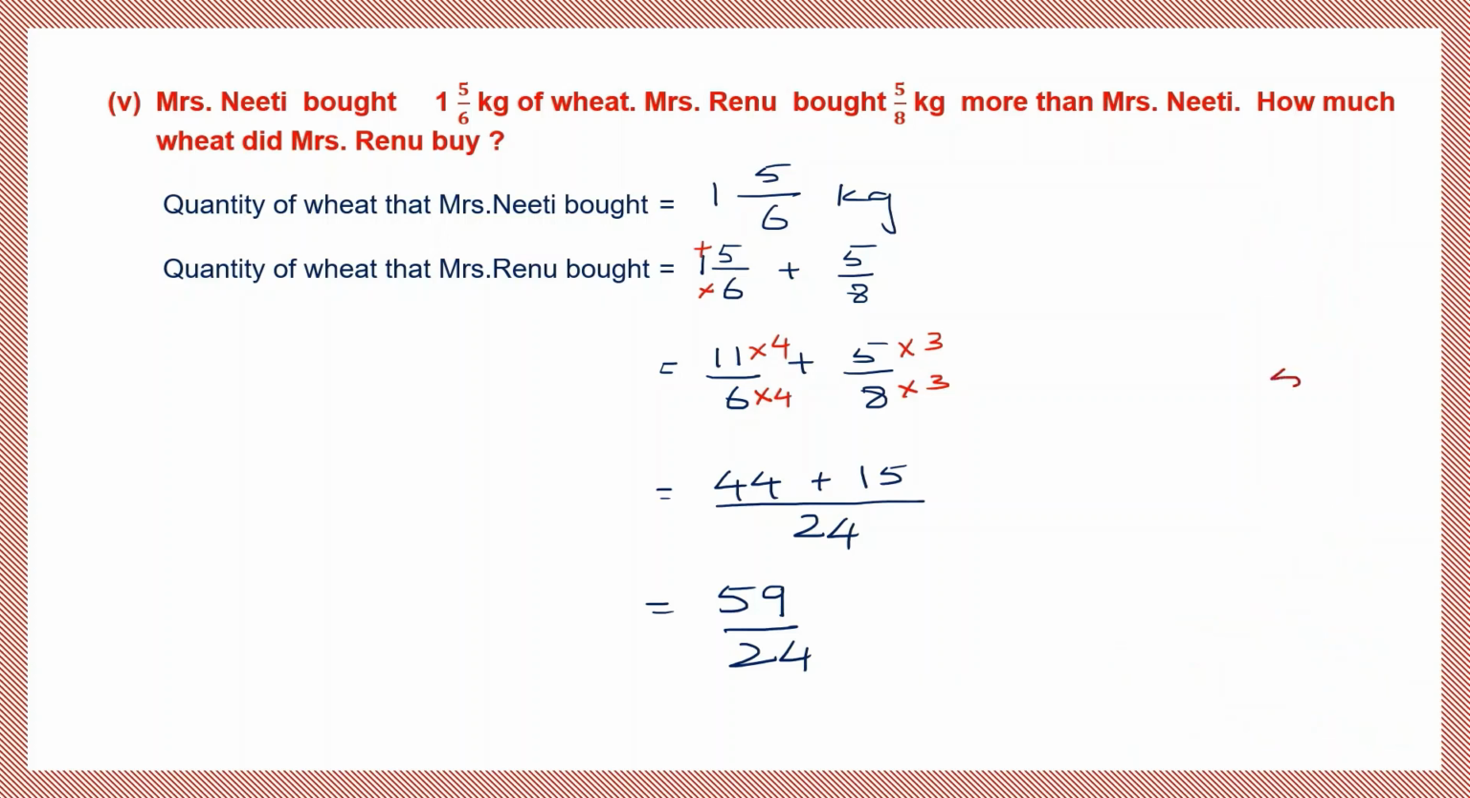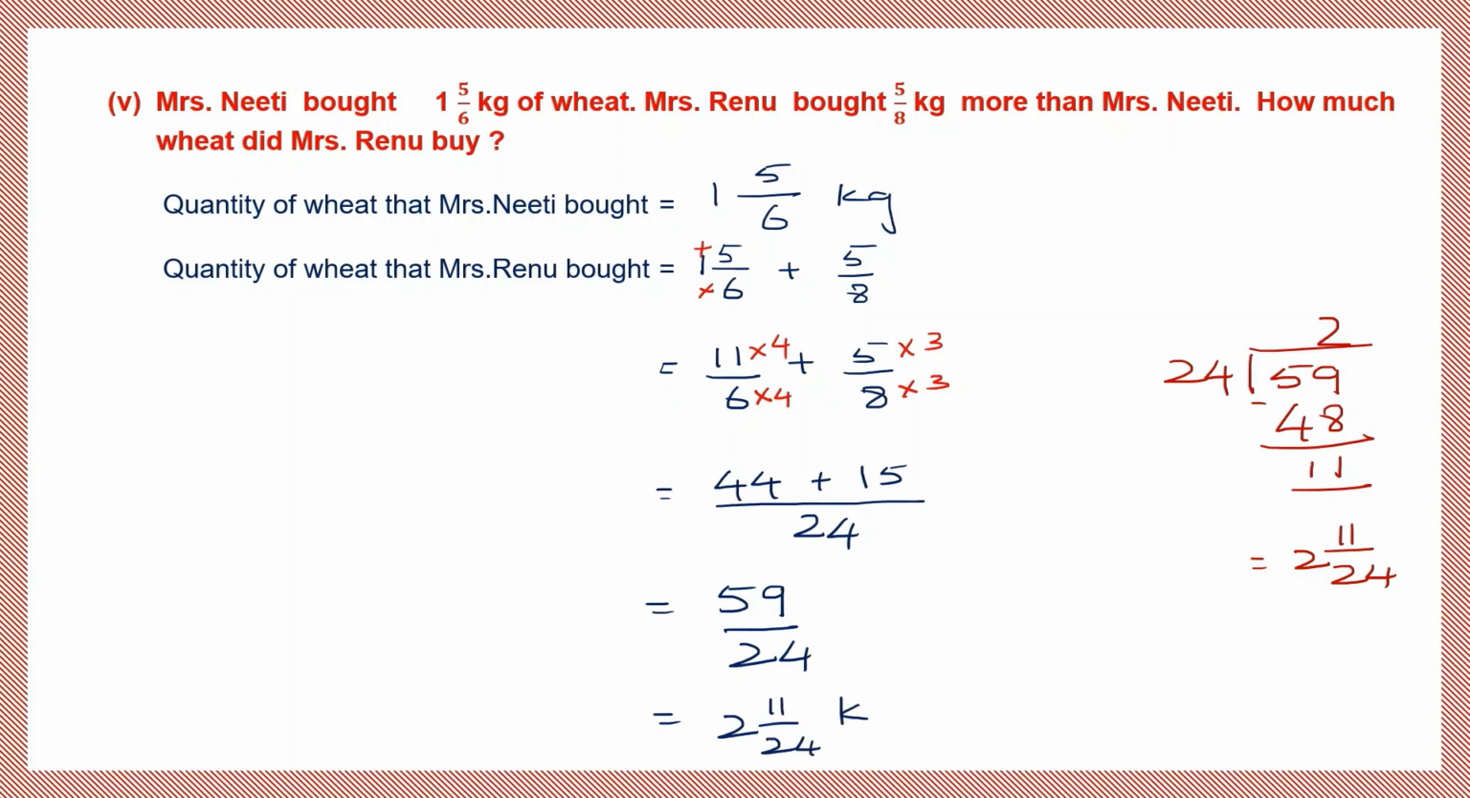So let's convert it to a mixed number. So divide 59 by 24. 24 2s are 48, minus: 9 minus 8 is 1, 5 minus 4 is 1. So here I get 2 11 by 24. So that is our answer, 2 11 by 24 kg. So what have we found? We have found the quantity of wheat that Mrs. Renu bought. So she's got 2 11 by 24 kg of wheat. So this is our final answer.